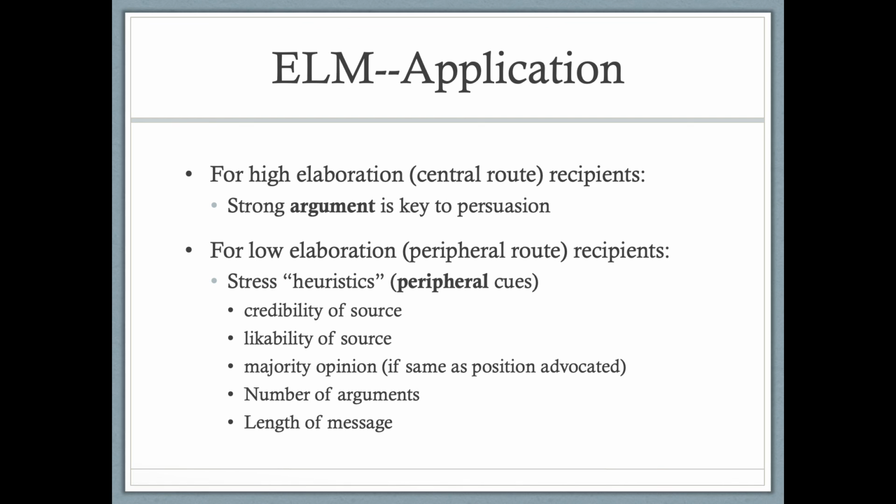The application with elaboration likelihood model, therefore, is for high elaboration or central route participants, people who are really thinking hard about things. A strong argument is the key. You really have to bring your A game to persuade people. If people are in low elaboration mode or peripheral route thinking, you use peripheral cues or heuristics. And these include the following: the credibility of the source, if the source is a likable person, if majority opinion is the same as the position advocated, bring that up. That might persuade them more than the full argument.